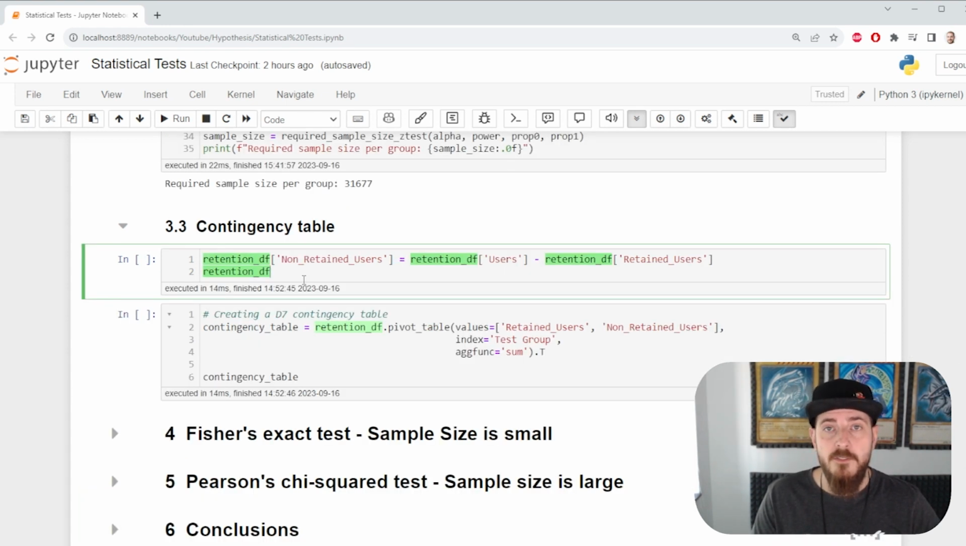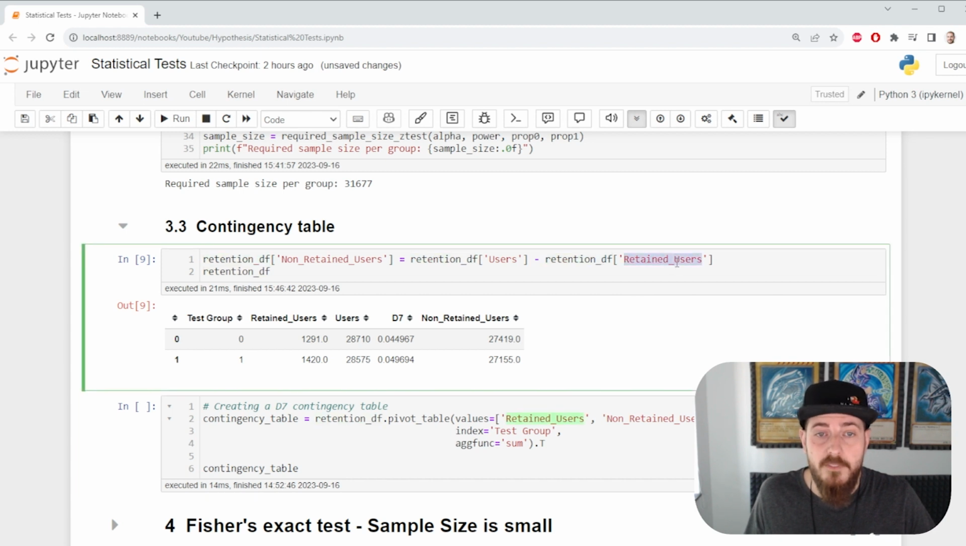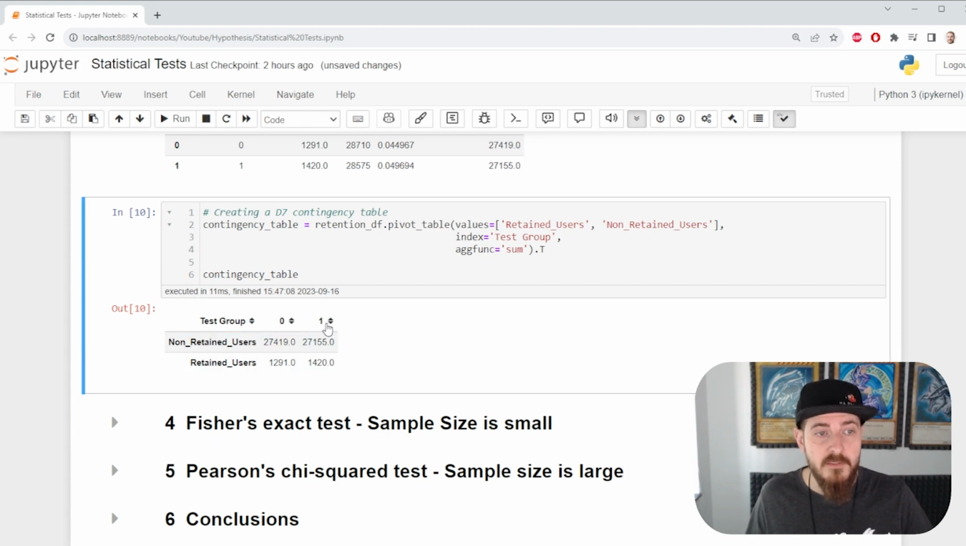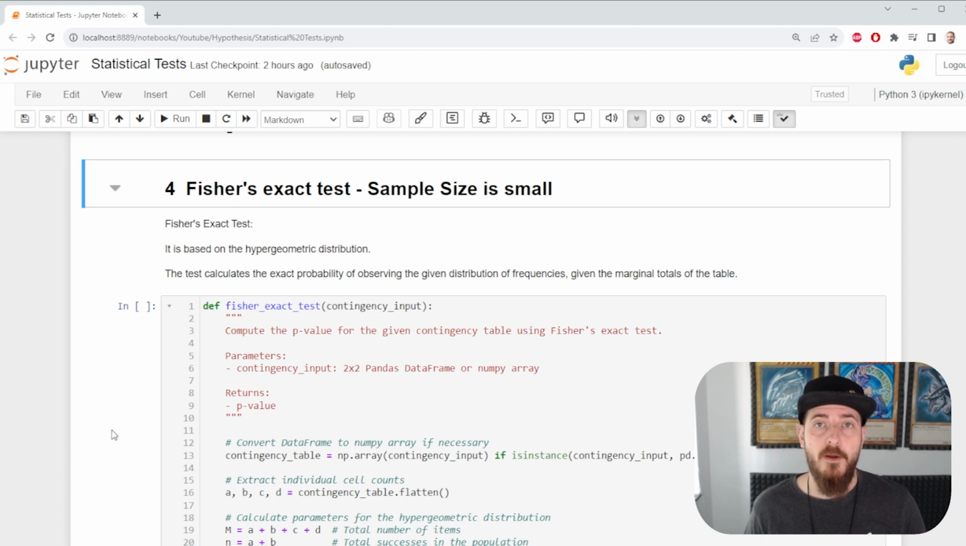Let's create our contingency table. It's going to be the base that we feed into our statistical tests. Since we already have our retained users, the only thing that's left is to have our non-retained users. A quick pivot. And this is what our contingency table looks like. We have both variants, we have retained users and non-retained users. We're ready to go. We're gonna start with the example where we don't have enough sample sizes. Since we have 28,000 and we need 32, let's do Fisher's exact test.